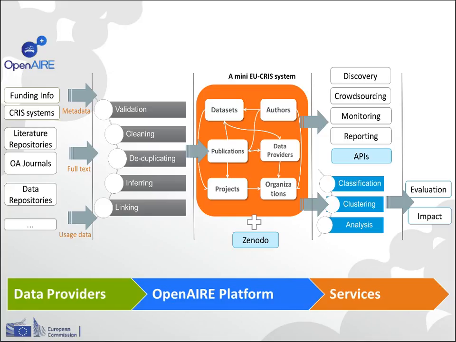As services or output of OpenAIRE, OpenAIRE provides its portal for discovery, allows to monitor and report ongoing progress of research results per project. It exposes the OpenAIRE API via different interfaces like REST and OAI-PMH. And more sophisticated services like classification, clustering, analysis, and statistics allow for evaluation and impact assessment of research results.